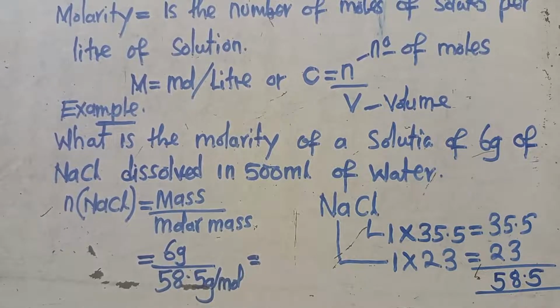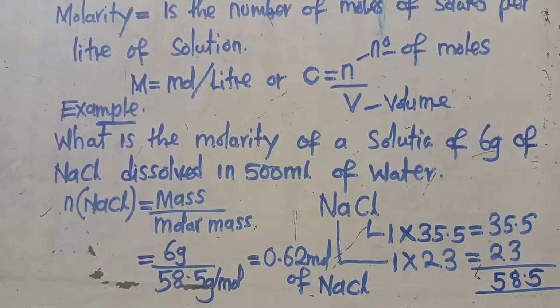Get your calculator and divide. Help me by dividing. What answer are you getting? I don't know if you are getting this same one, 0.62 moles of sodium chloride. So we were calculating the number of moles of sodium chloride. This is what we are supposed to do. We've calculated the number of moles.